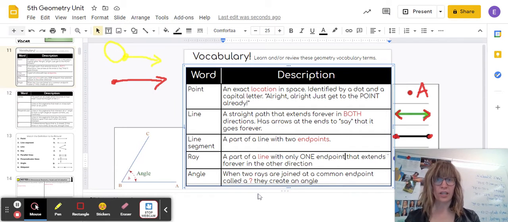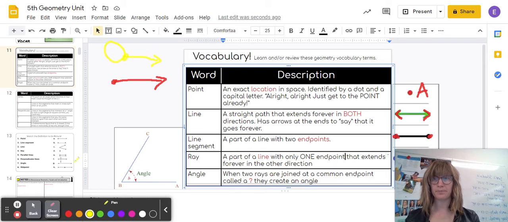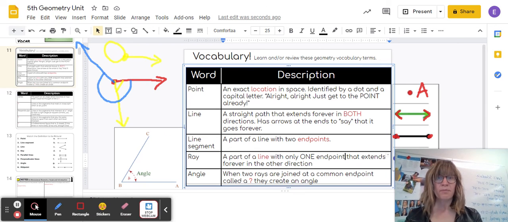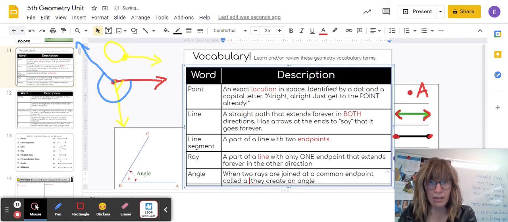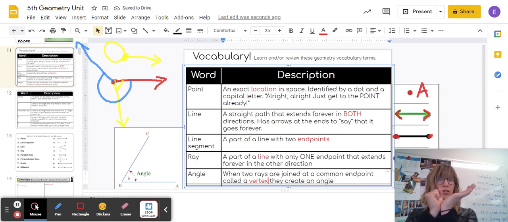And finally, we have an angle here, and that's when two rays, so like this, are joined at a common endpoint, right? So we're sharing this same space, and it can go at any angle, right? It could create an angle like this. You could share this end space and have it be something more like this angle. So when two rays are joined at a common endpoint, that common endpoint they share is called the vertex, and they create an angle.